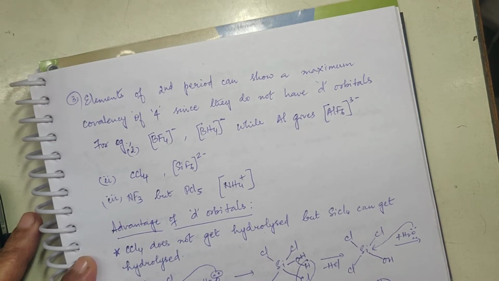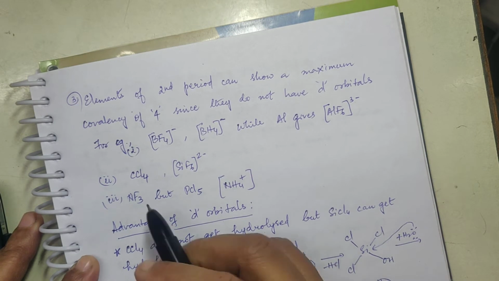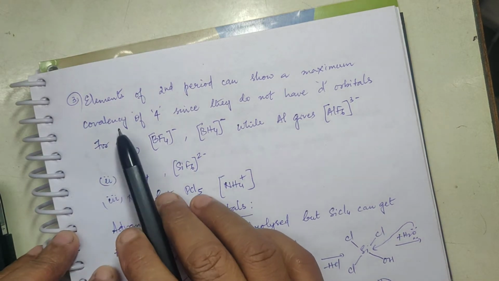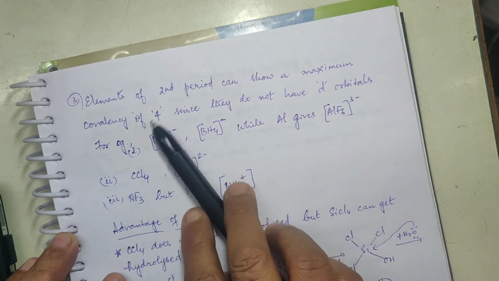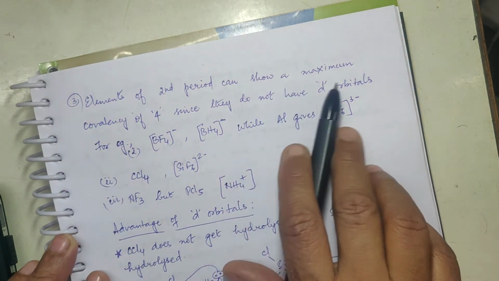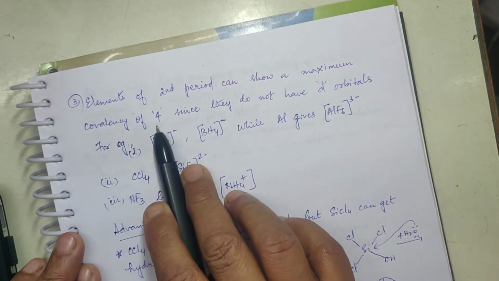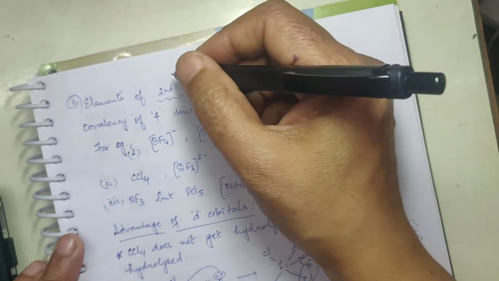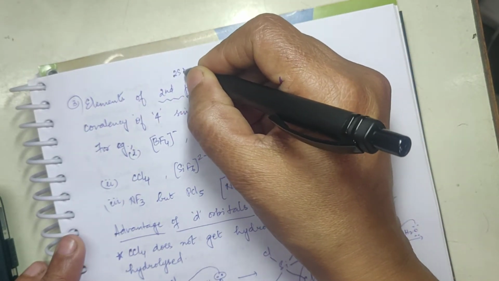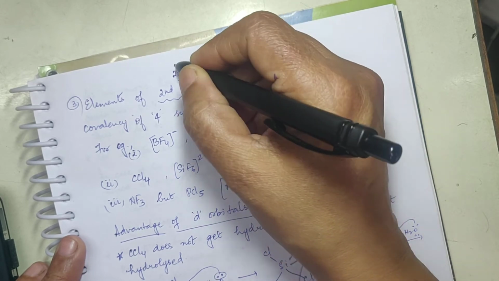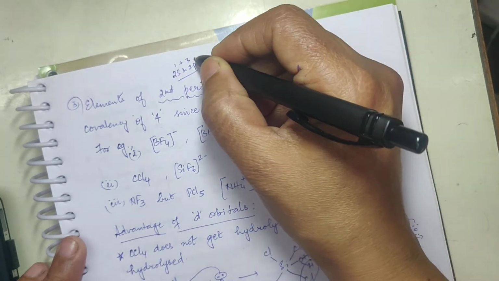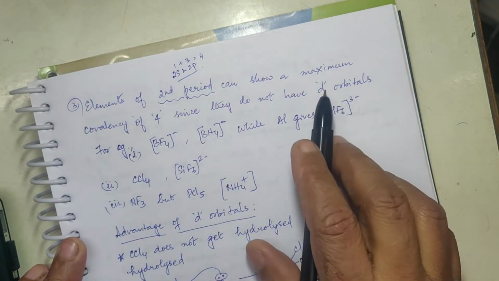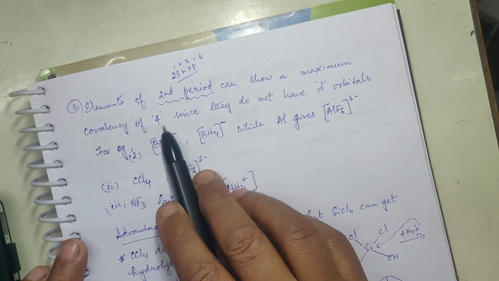Yes, children. Let us move further in P block elements. Elements of second period can show a maximum covalency of 4. Second period, as soon as you see, there are only 2s and 2p orbitals. Now this is 1 plus 3, that is equal to 4. So maximum covalency that is shown is 4.